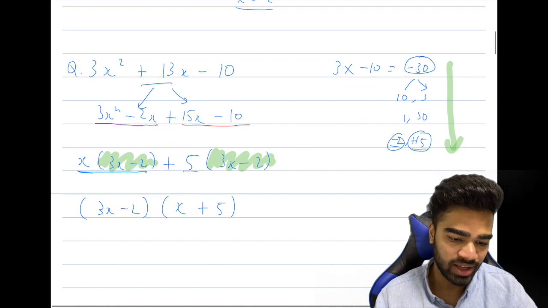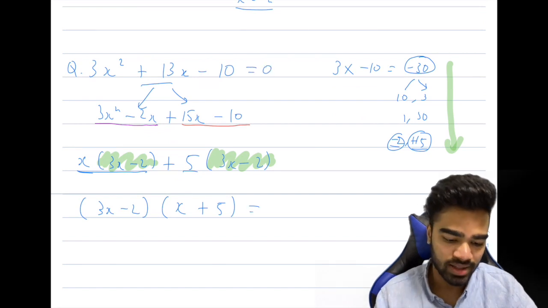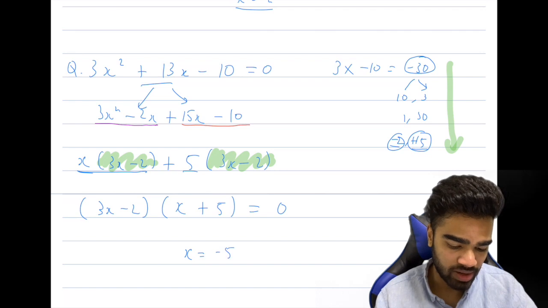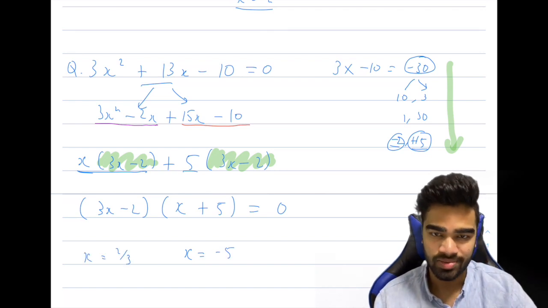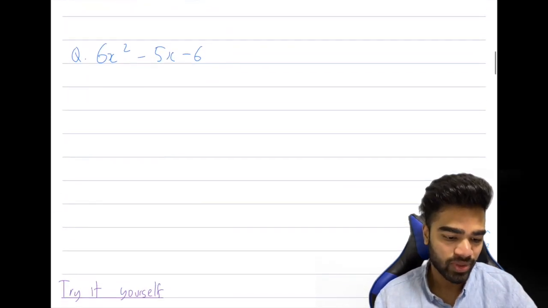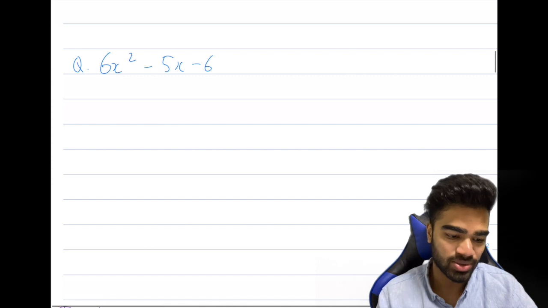Okay, so same thing, if I made this equal to 0, then that means 3x minus 2, x plus 5 is 0, pretty much x equals negative 5, and x equals 2 on 3. Okay, so that's pretty much how you factorize non-monic quadratics. So we'll do one last question together.